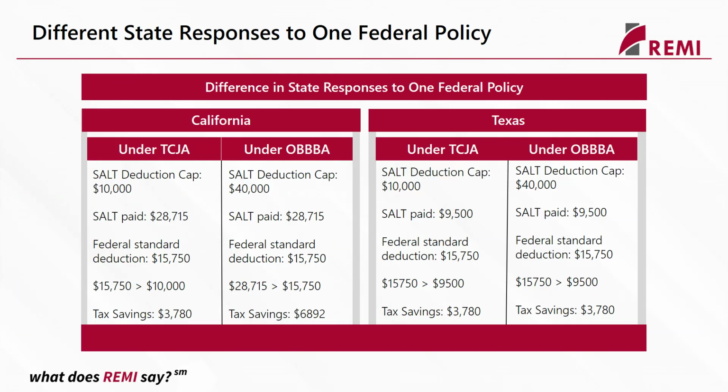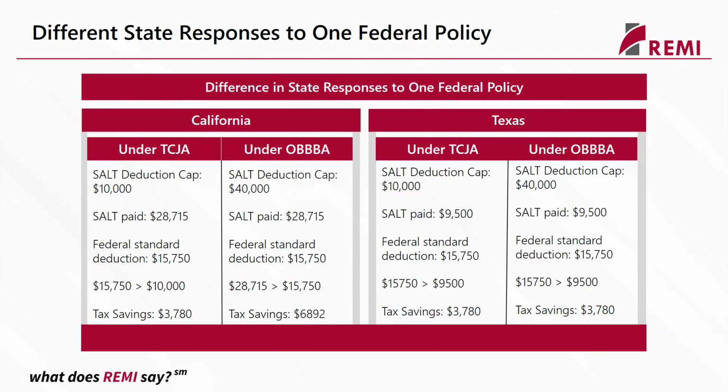Thank you, Samuel. Looking at the different responses of California and Texas to one federal policy, we made a distinction between the Tax Cuts and Jobs Act and the One Big Beautiful Bill Act. The SALT deduction cap under the Tax Cuts and Jobs Act, specifically looking at California, is 10K, and under the One Big Beautiful Bill is 40K. And the SALT paid is $28,715 under both cases. The federal standard deduction is $15,750.